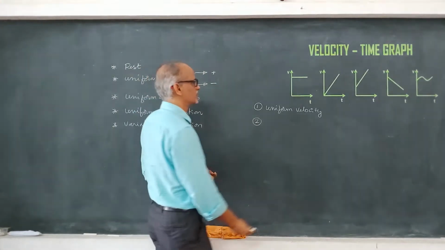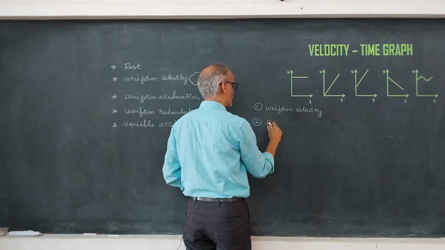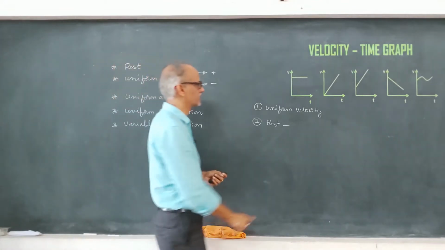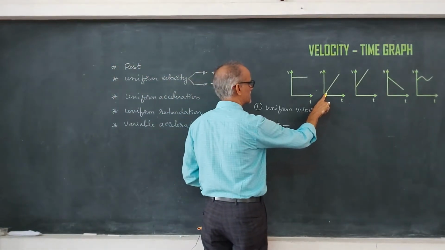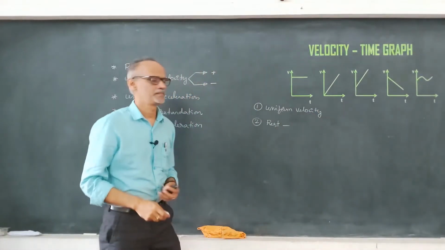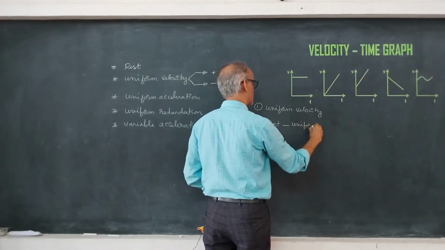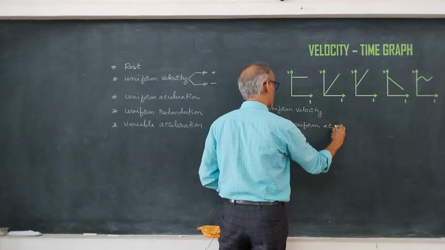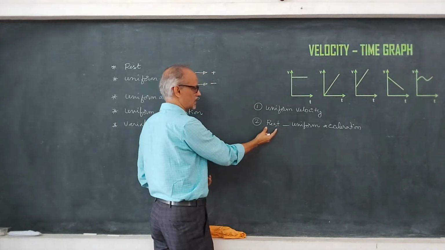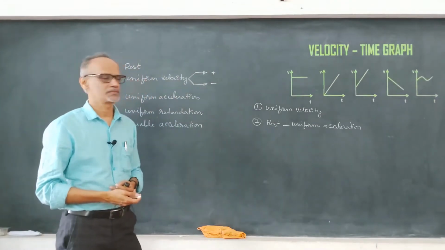Second one, if you see, when t is 0, v is also 0. So, the body starts from rest. After that, the velocity you can see is continuously increasing. And since it is a straight line, it changes uniformly. Therefore, the nature of motion of the body is uniform acceleration. So, the body starts from rest and moves with uniform acceleration.